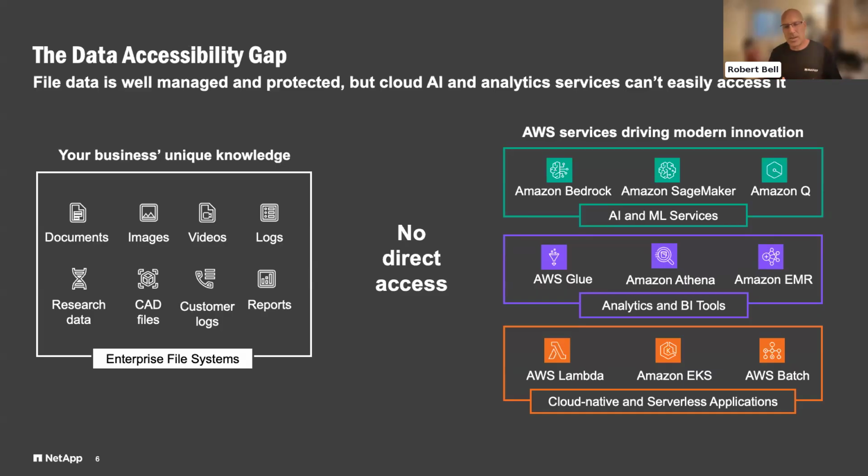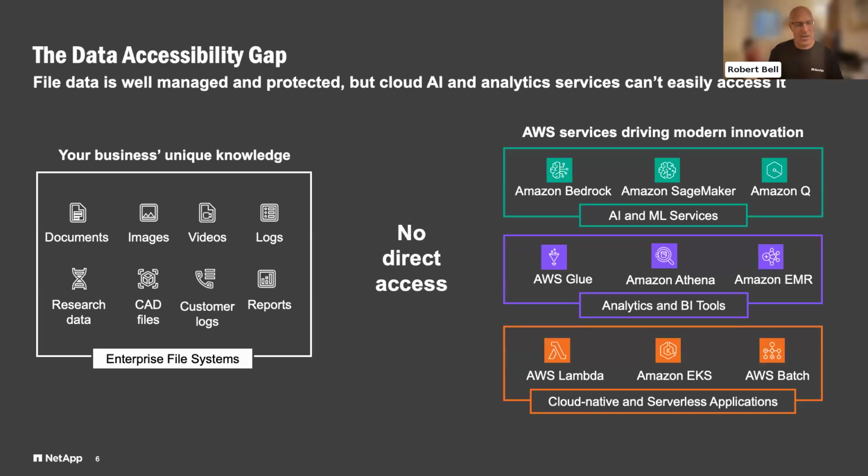These services really allow you to start putting AI and machine learning into production. And then you've got the analytics services, which take the data and really generate these great insights and business intelligence. And obviously all of the serverless and cloud native services. Now, typically these are services that rely on S3 as the data source.